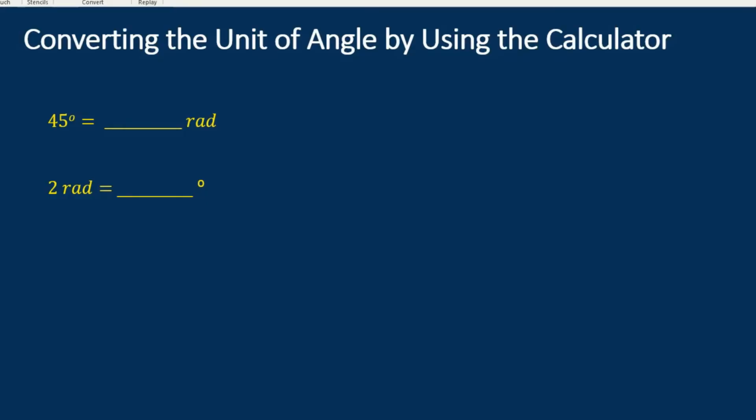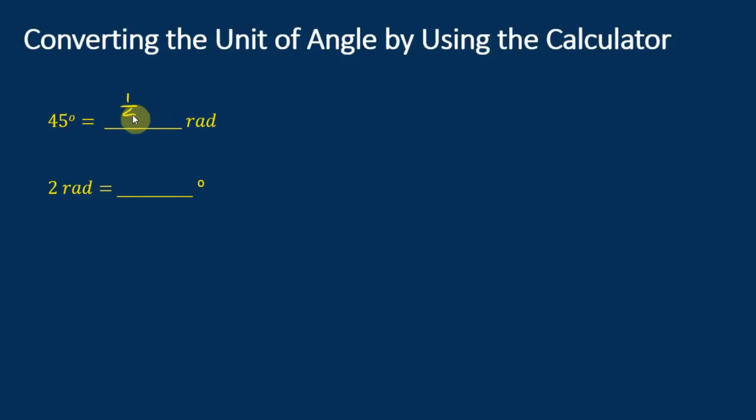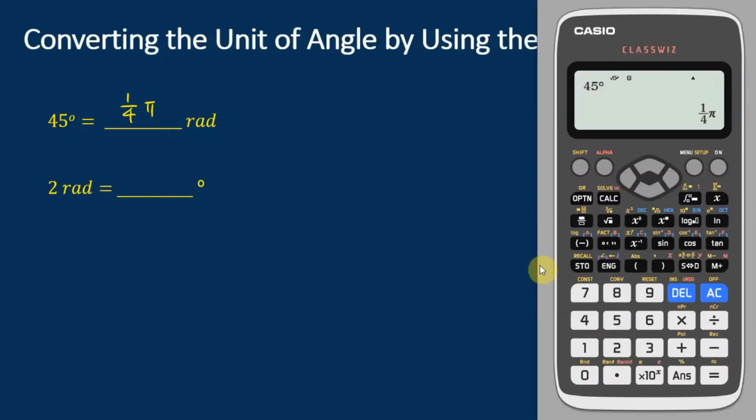So let's write our answer here. 45 degrees equal to 1 over 4 pi radians. Now, if we would like to convert radian to degree, then we need to set our calculators to degree. Let's bring in the calculators again. This time, let's go to setup and then change the angle to degree, because we would like to convert our answer to degree. And then let's key in radians.